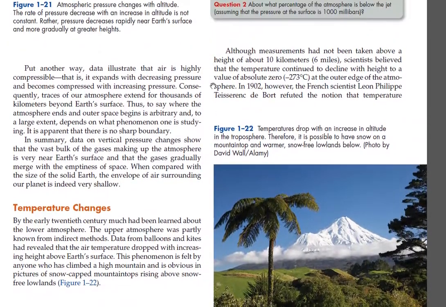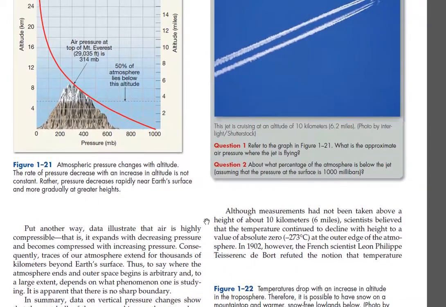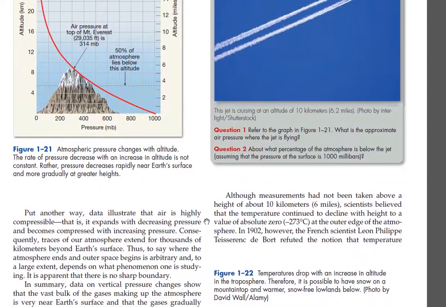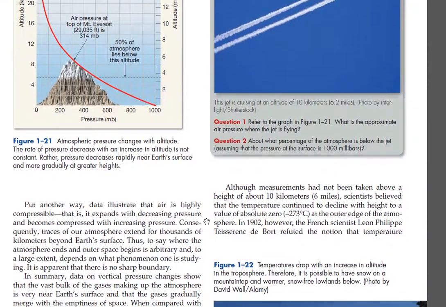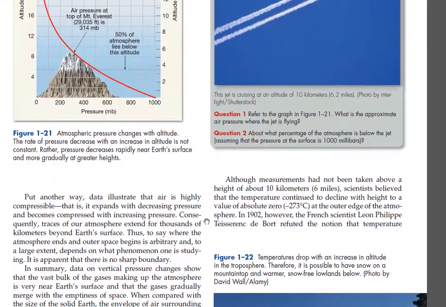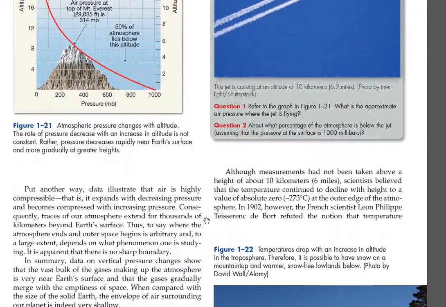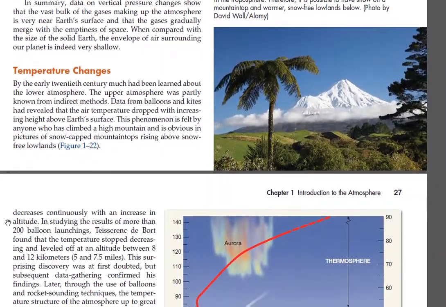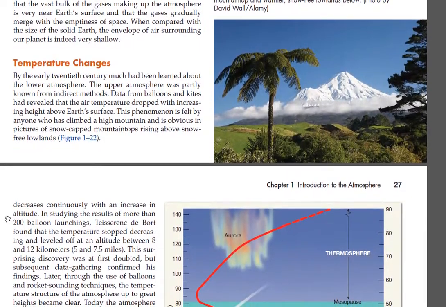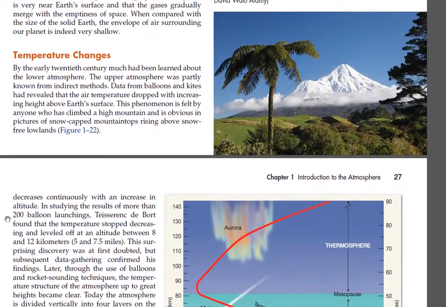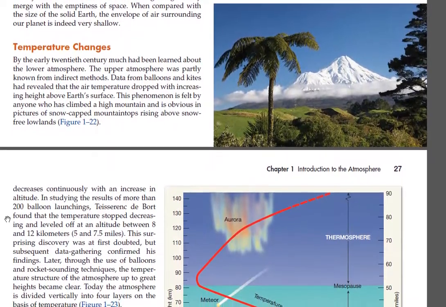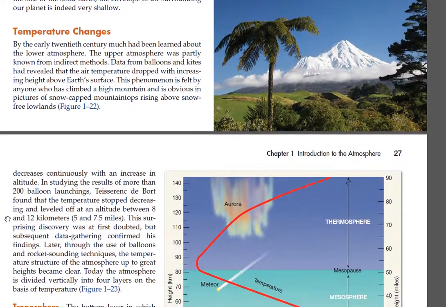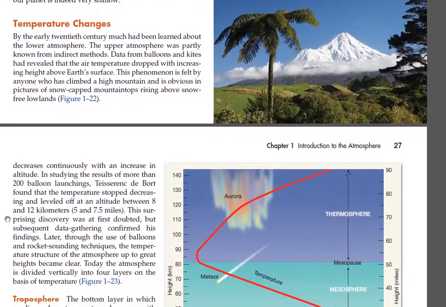Although measurements had not been taken above a height of about 10 kilometers, 6 miles, scientists believed that the temperature continued to decline with height to a value of absolute zero, -273 degrees Celsius, at the outer edge of the atmosphere. In 1902, however, the French scientist Léon-Philippe Tisserand-de-Bort refuted the notion that temperature decreases continuously with an increase in altitude. In studying the results of more than 200 balloon launchings, Tisserand-de-Bort found that the temperature stopped decreasing and leveled off at an altitude between 8 and 12 kilometers, 5 and 7.5 miles. This surprising discovery was at first doubted, but subsequent data gathering confirmed his findings.